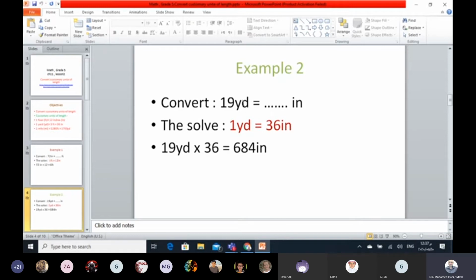So here I want to convert from yard to the inch, from big unit to the small unit. When you want to convert from big unit to the small unit, multiply. Right. So take 19 multiply by 36.